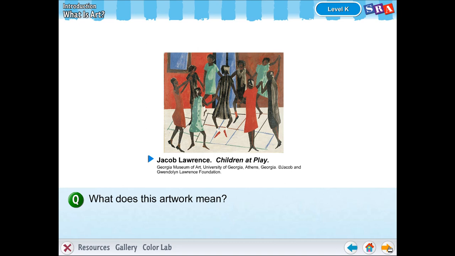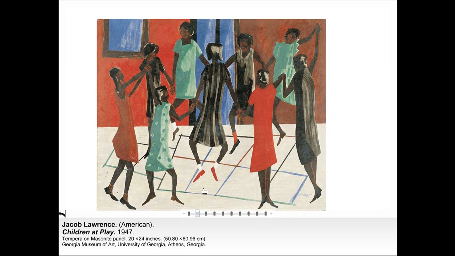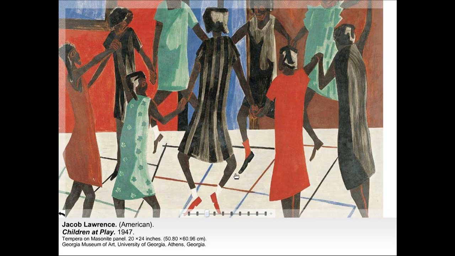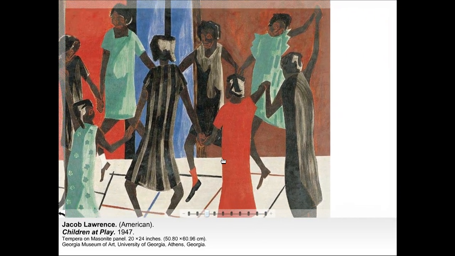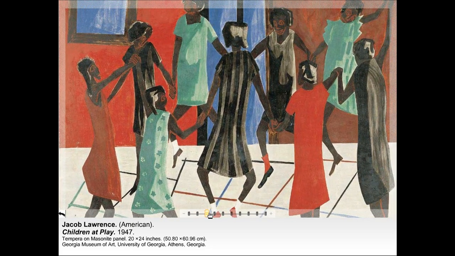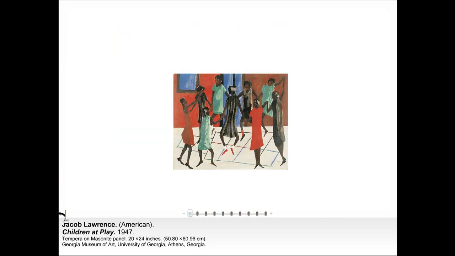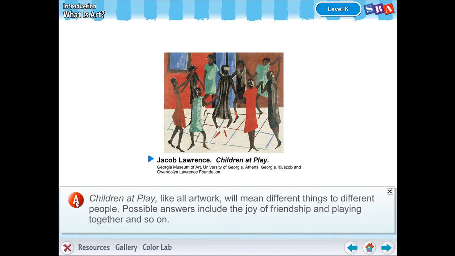Now, what does this artwork mean? This is artwork by a very famous artist named Jacob Lawrence. He is an American artist. And before I say anything, let's look at this picture first. Who are they? What are they doing? What does this artwork mean? This is called Children at Play.